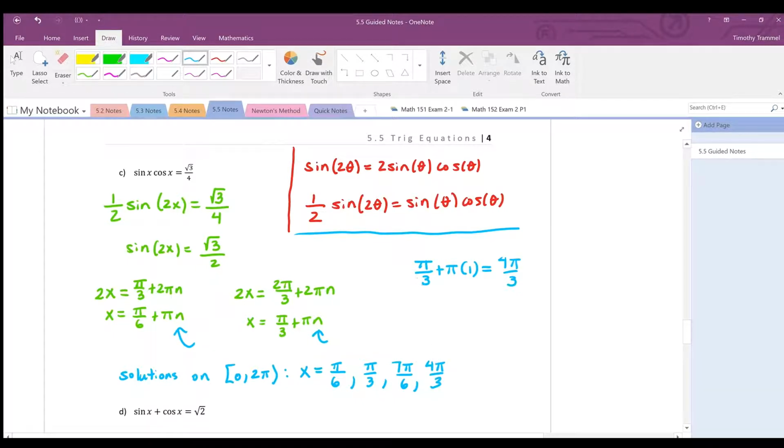Okay. Now let's bump up one more. Let's try and plug in n equals 2. Okay. If we were to plug in n equals 2 into, say, the first formula, we'd get pi over 6 plus 2 pi. And you can see this number is already bigger than 2 pi. So this isn't going to be of any use to us if we're only looking for answers between 0 and 2 pi. And the same thing can be said with the second equation. If you try and plug in n equals 2, it'll be too big. And so these are all of our solutions on that interval from 0 to 2 pi.